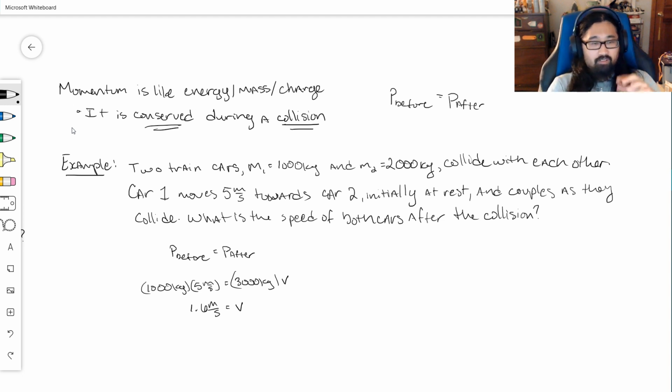This kind of makes sense because if the one car was lighter, then it should be going slower when they collide together. It should also be going slower because there's more mass now, right? So it looks like they lost momentum, but any lost momentum by the first car was actually gained by the second one. And then they move as one thing. All right.